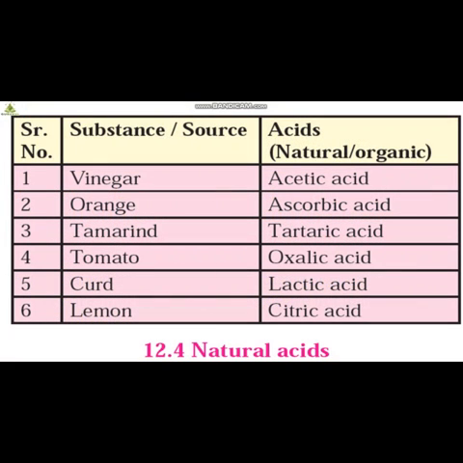Now there is a small table in your textbook, 12.4, about natural acids. If I'm asking you, students, please name any two natural acids from the table. Out of 6 you can write any two. Here, if you see, vinegar has acetic acid, orange has ascorbic acid, tamarind has tartaric acid, tomato has oxalic acid.